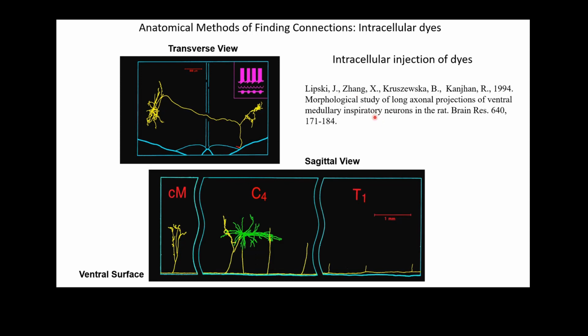There are anatomical methods, and here's a very beautiful illustration from my good friend Janusz Lipski, whereby they have injected a dye intracellularly, and they've used two kinds of dyes. One is given in yellow here. It's not the actual color, but it's false colored. And the other is into a phrenic motor neuron here, shown in green. So this is a neuron up in the medulla. Here's the recording of its bursting pattern. Here's the recording of the phrenic nerve bursting pattern, and you can see it's synchronous. And here's the intracellular potential recording right here in miniature.